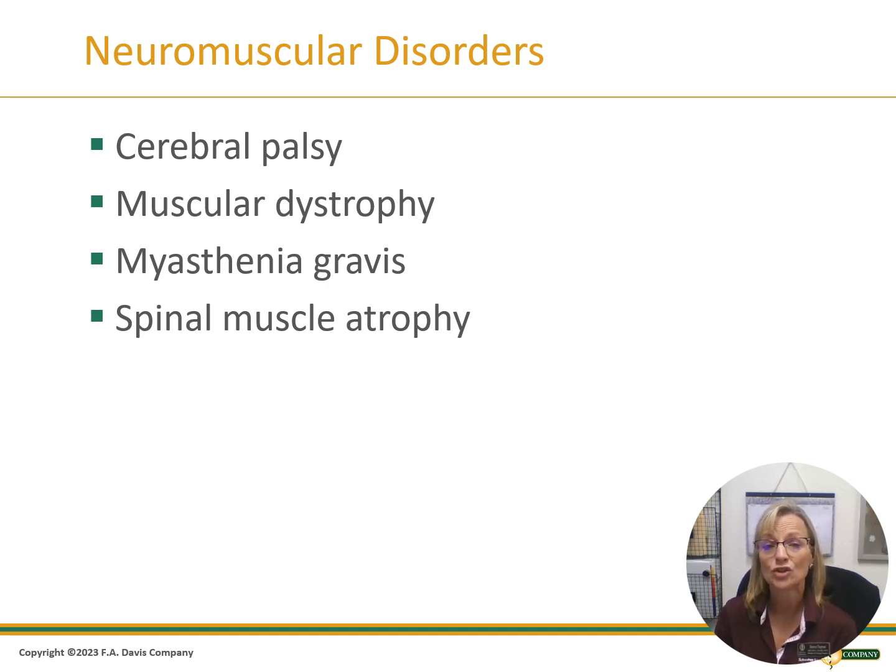Cerebral palsy is a result of damage to the brain before, during, or after the child is born. If the damage occurs before or during birth, it is called congenital. If it occurs afterwards because of injury or illness, it is called acquired. Kids with cerebral palsy have altered sensation, cognition, communication, perception, or behavior, and a lot of times they do have seizure disorders. Types of cerebral palsy are spastic, and that's the most common.